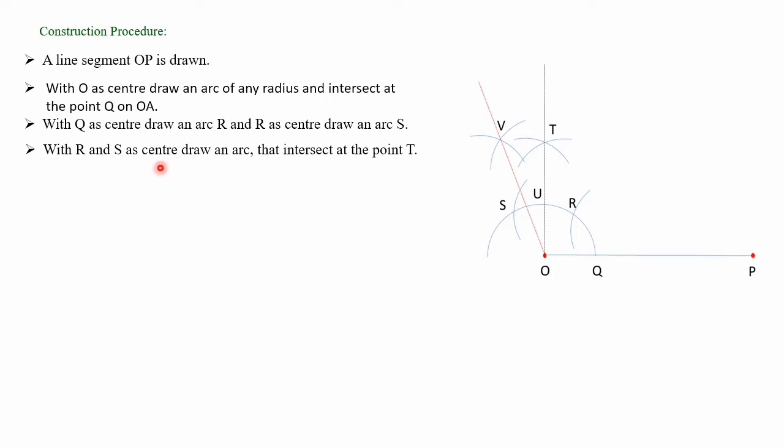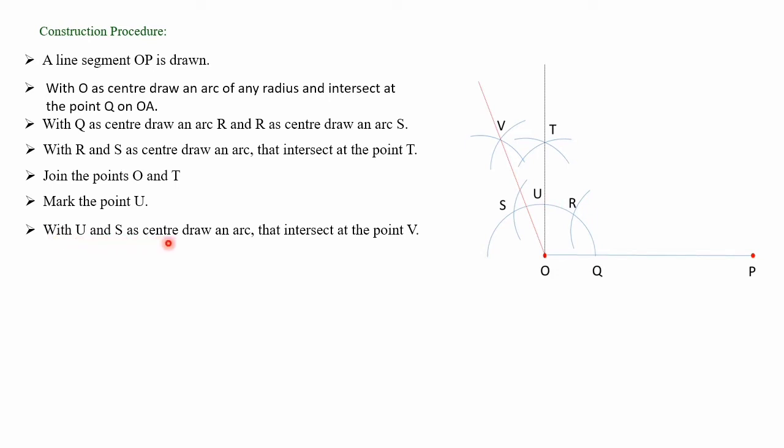With R and S as centers, draw arcs that intersect at the point T. We are going to bisect R and S now. With R and S as centers, we have drawn two arcs, and these two arcs are intersecting at the point T. Join the points O and T. OT we have drawn. Then mark the point U. This is 90 degrees, so the point U we have marked.